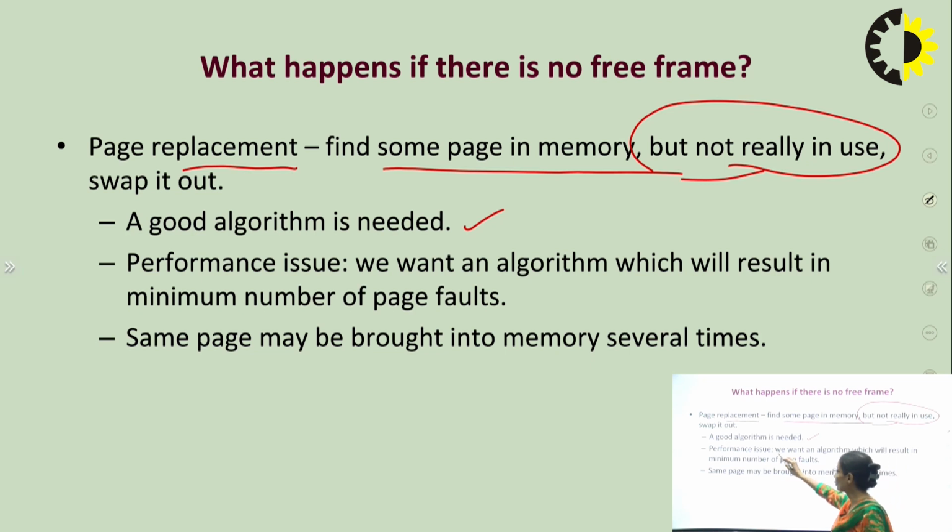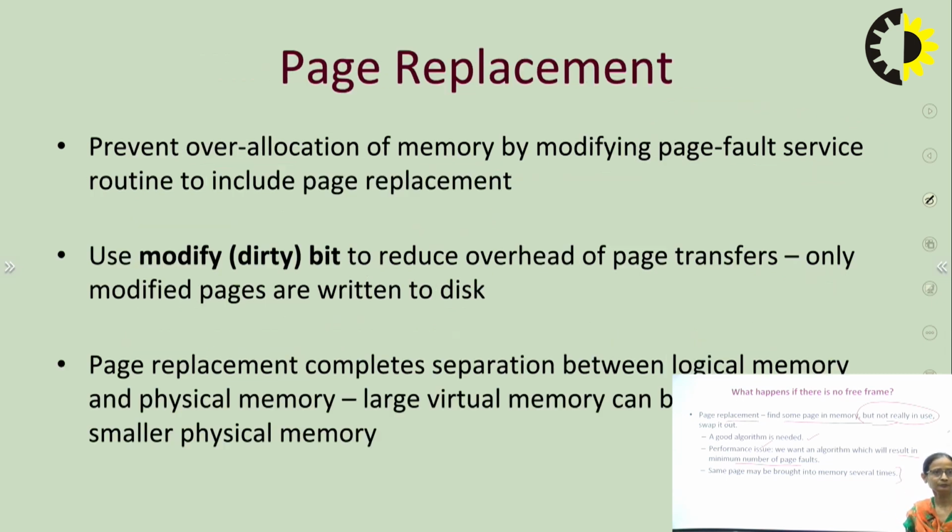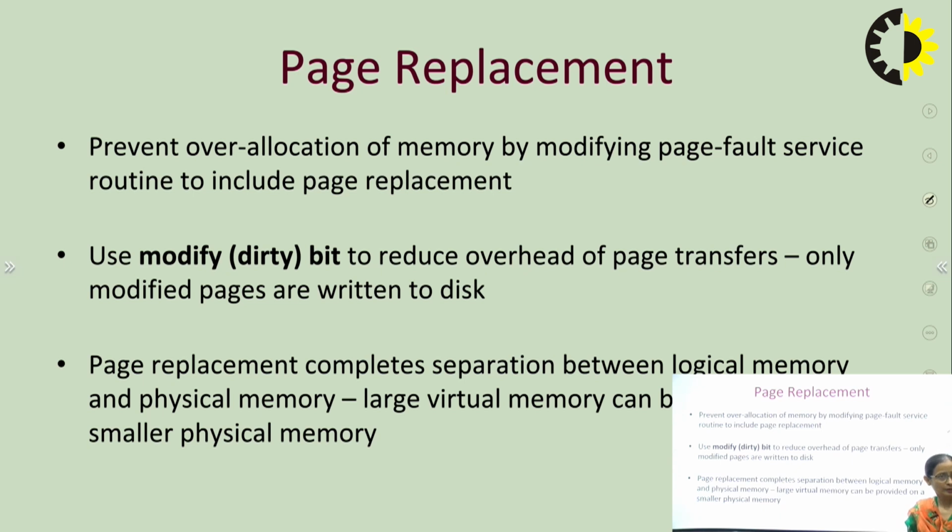The performance issue we are going to address is that the algorithm should result in a minimum number of page faults. Some pages may be brought into the memory several times due to this logic. The page replacement algorithm prevents over-allocation of the memory by modifying the page fault service routine to include page replacement. For this, we use a specific bit known as the modify or dirty bit to reduce the overhead of page transfer.